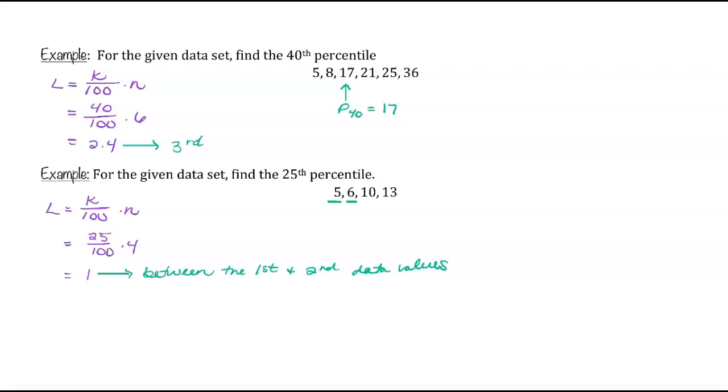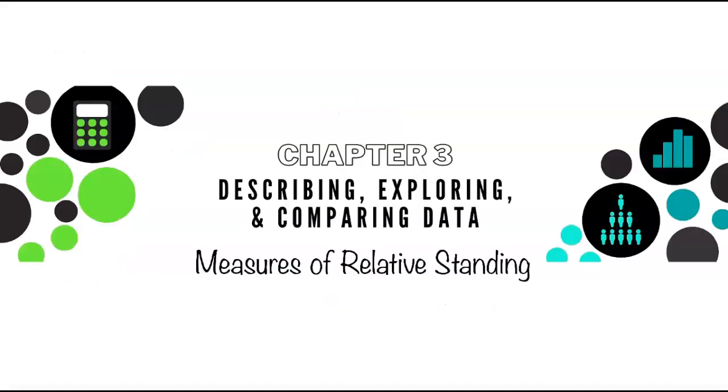So we can calculate the 25th percentile by adding these two numbers together and dividing by 2. 5 plus 6 divided by 2 gives us 5.5. So 5.5 is the 25th percentile. Hopefully you can see the difference with what we do when our locator value is a whole number or not. That concludes this lecture video on measures of relative standing.